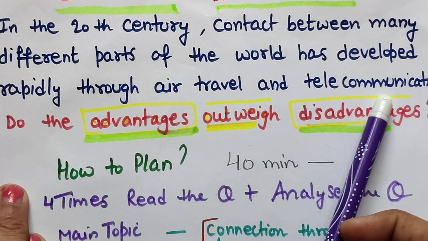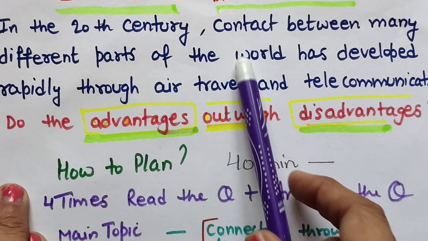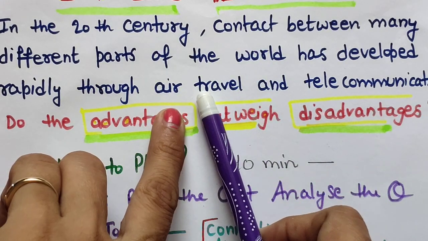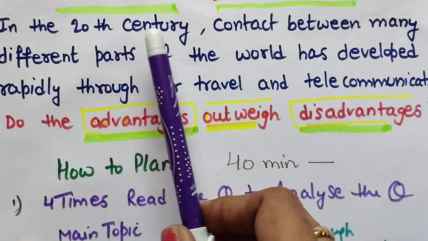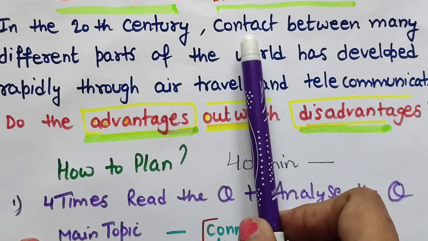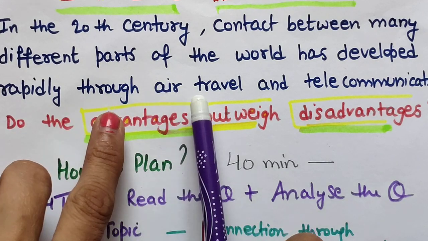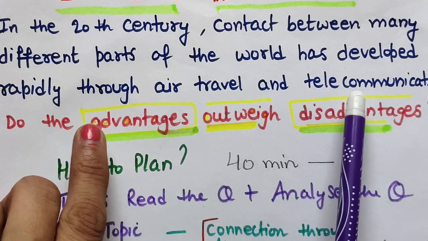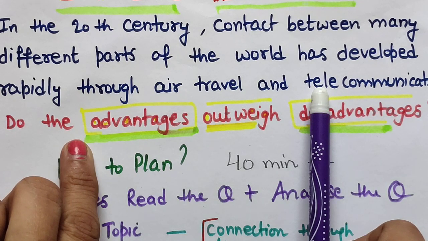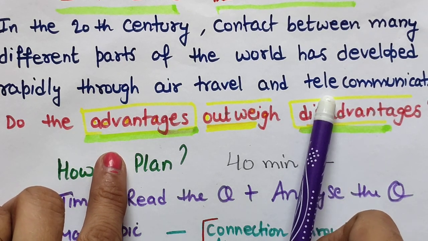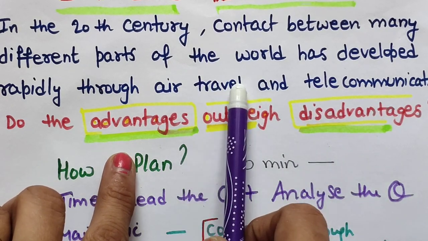air travel and telecommunications. In the 20th century, in the last 100 years and up to this time, because we are following this, we are using air travel and telecommunication still at this age also. So in the 20th century, contact here means communication between different parts, different countries of the world, has developed due to improved air transport facilities and telecommunication. You can use telecommunication for video calling, voice calling, internet facility, social media platforms in either way. Okay, air travel, as you know, we have the aviation industry.